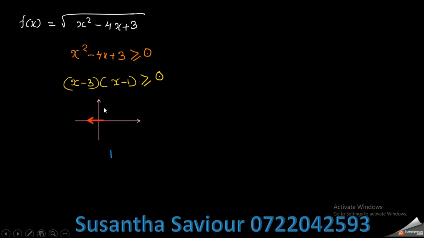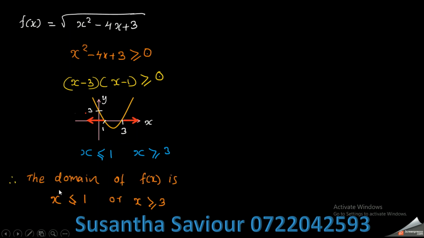When you draw the graph of this, it will look like this, and then the positive y will be here and here. So the corresponding x are these two. So this is 1 and this is 3. So x is greater than 3 or x is less than 1. Therefore the domain of f(x) is x is less than 1 or x is greater than 3.